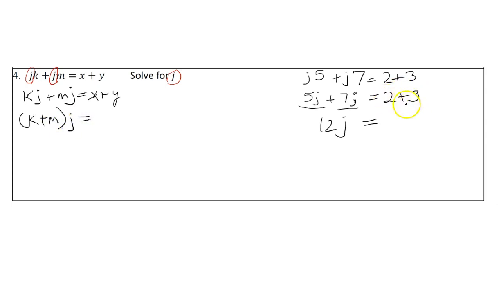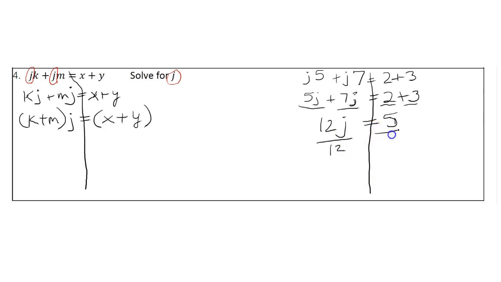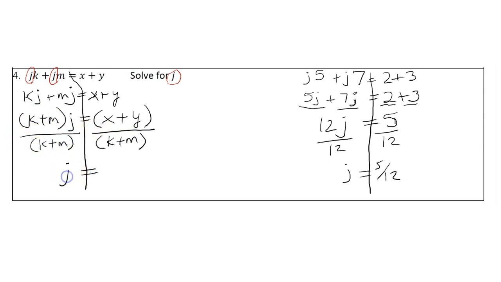To combine like terms for 2 plus 3, we get 5. To represent this on the left, close x plus y in parentheses. The final step on the pretend equation is to divide both sides by 12. 12 is represented by parentheses k plus m on the left. So to finish the problem on the left, divide both sides by parentheses k plus m. This gives us our solution, j equals x plus y divided by k plus m.